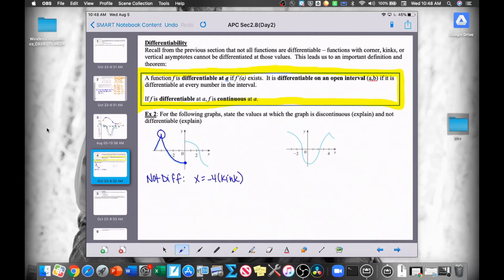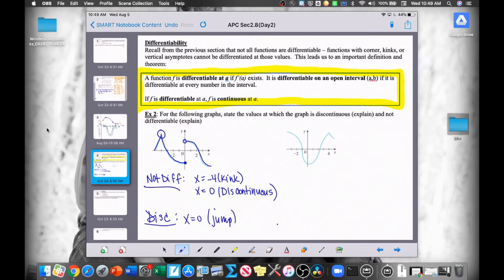Continuing on, I see we have an open circle and a closed circle right here. So we would also say that this graph is not differentiable at the location x equals 0. And this is because the graph is discontinuous. We have that jump discontinuity there. So these are the locations where it's not differentiable. The location where this graph is discontinuous is just at x equals 0, and that's because we have a jump there.